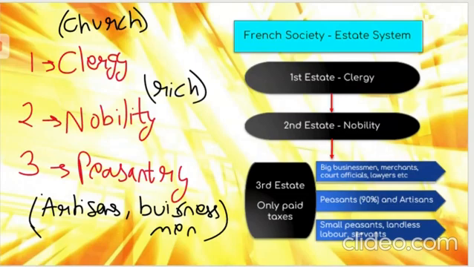Now what happened is there were taxes which were imposed by Louis XVI on France. During that time there was a rule: the clergy and nobility would enjoy facilities, whereas the third estate, which was the peasantry, would only pay the taxes. This means that whatever taxes, however high they were, only the peasantry, the third estate, was going to pay them. What would the clergy and nobility do? They were going to sit and enjoy the powers.